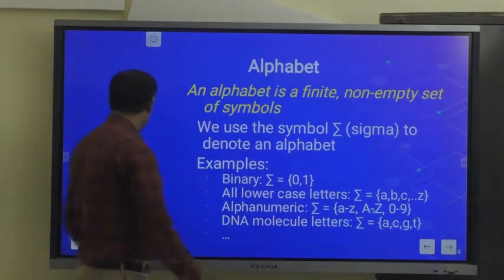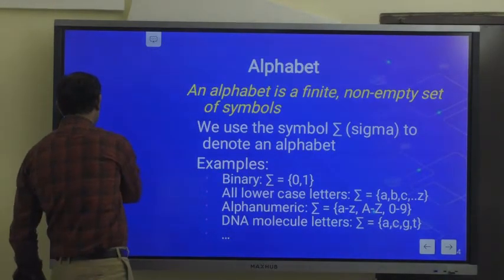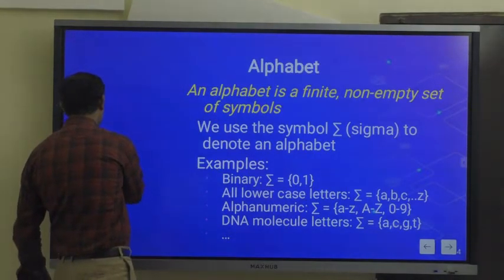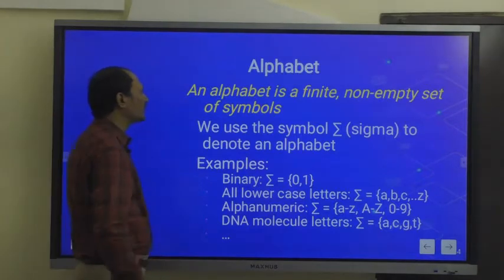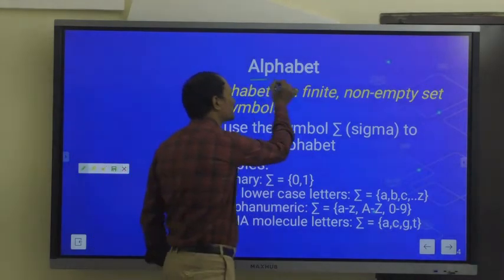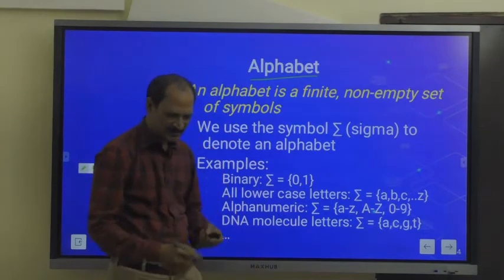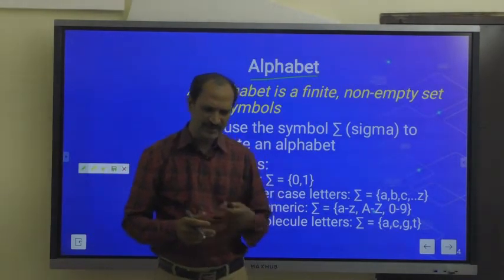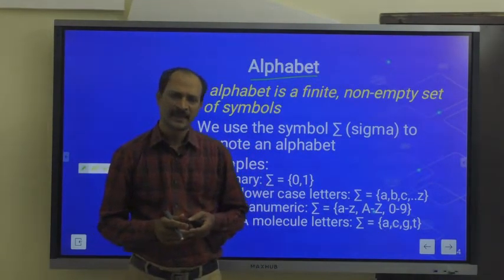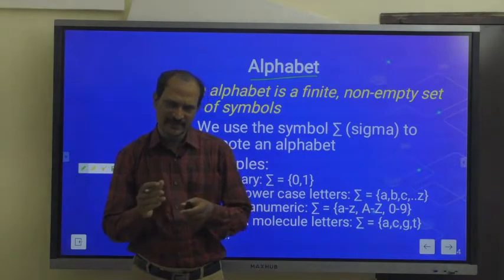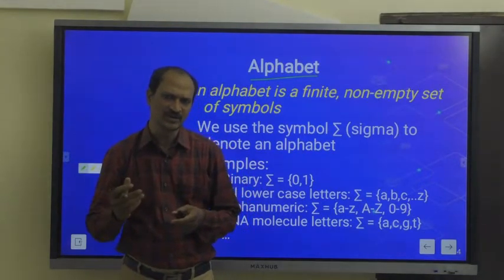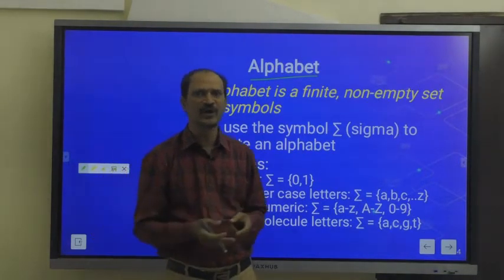So the second one, what we are going to discuss, is the second central concept called alphabet. What do you mean by alphabet? We can define the alphabet as a finite, non-empty set or collection of symbols is called an alphabet.